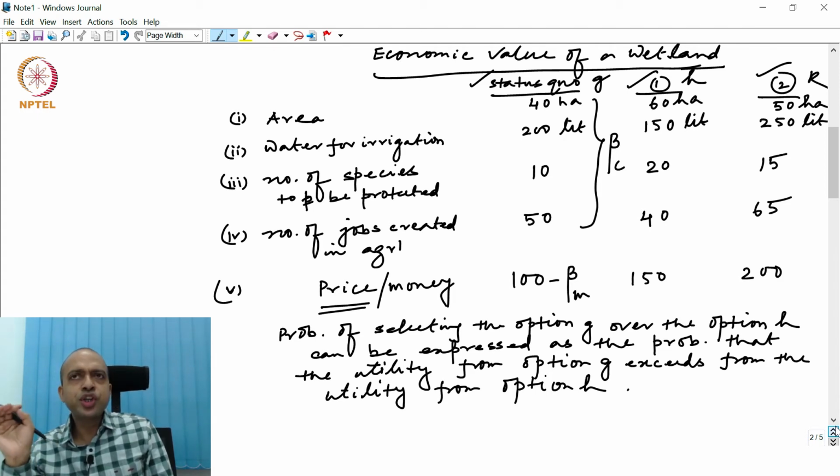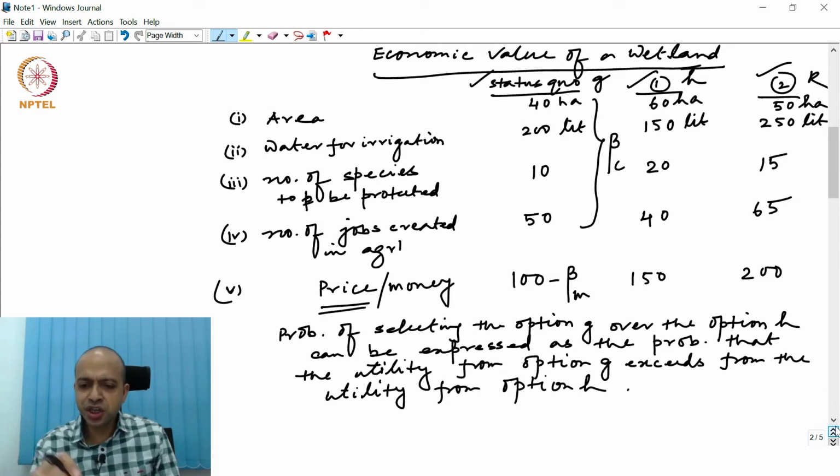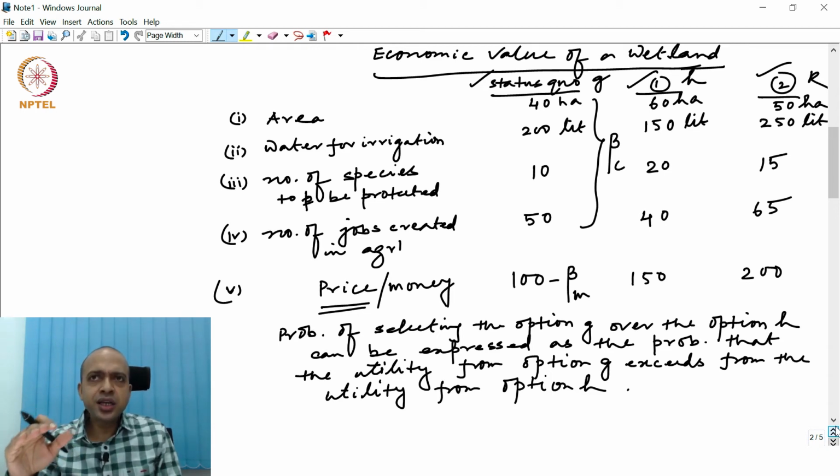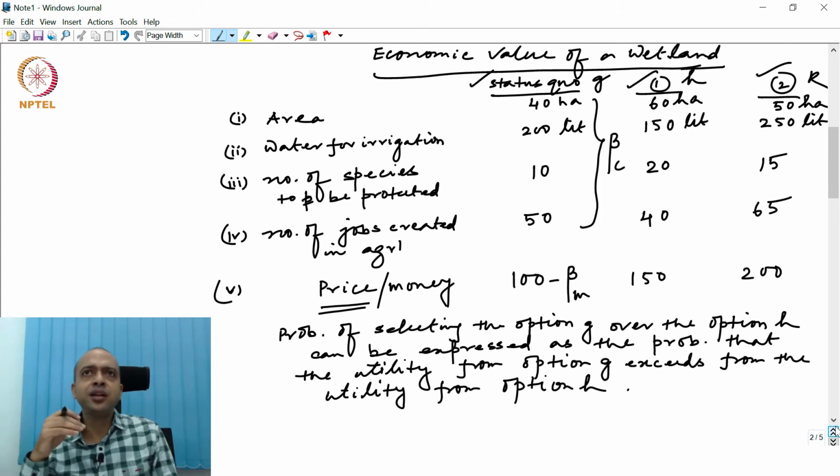So the hypothetical bias is purely related to the creation of hypothetical market. In the context of contingent valuation method, we are trying to create a market which we may or may not be able to create efficiently. Now, I would not say that in choice experiment we can fully overcome the hypothetical bias, because here also we are creating hypothetical market, but this market is way better than the market we describe in the contingent valuation method. Why?